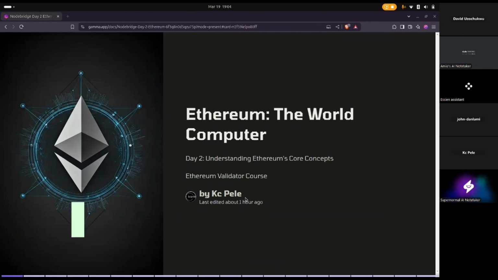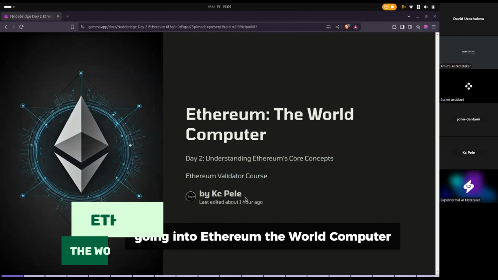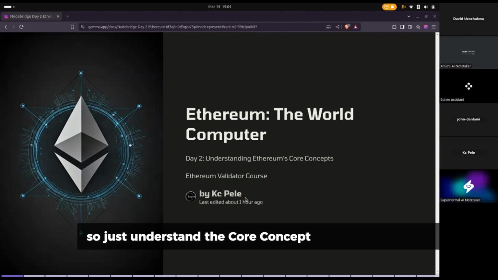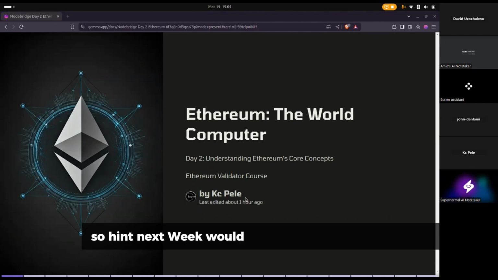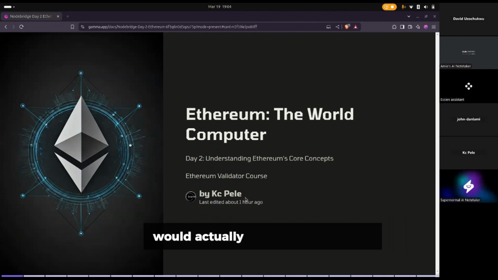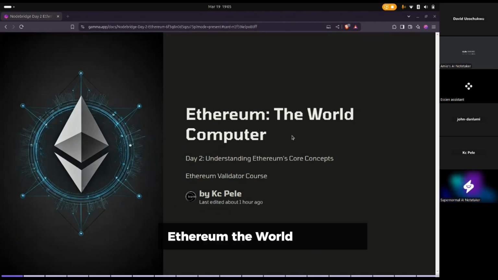Today we'll be going into Ethereum, the world computer. We'll just understand the core concept of what Ethereum is before we actually dive into running the nodes. Hint: I said next week, but this week we would actually be having live nodes, and I'll turn on my camera and show you some setup and also the hardware and all that fun stuff. So yeah, Ethereum, the world computer. Let's dive in.